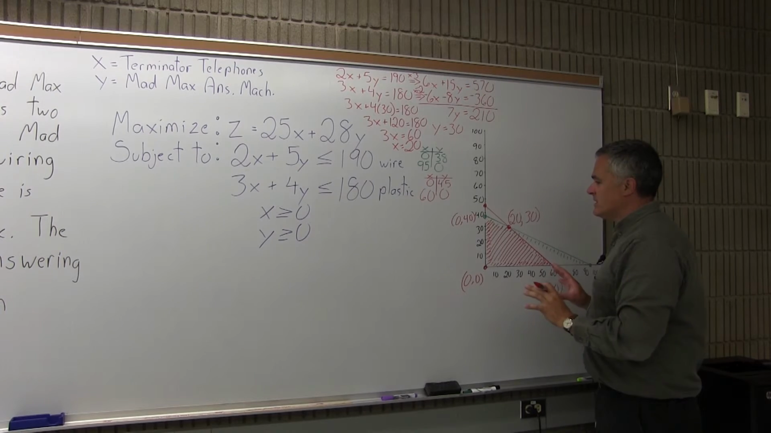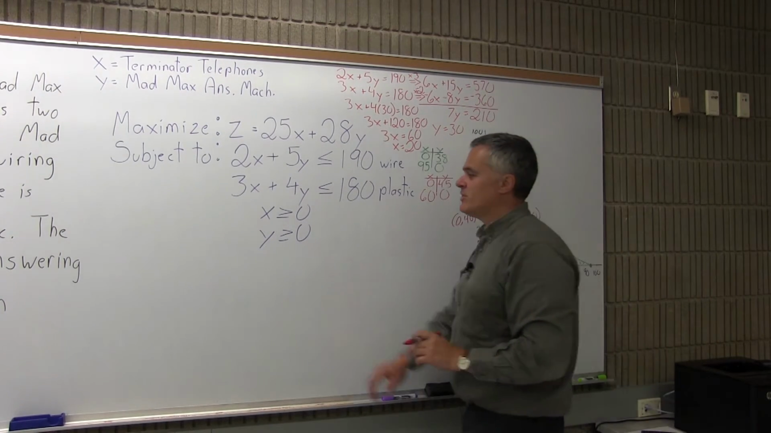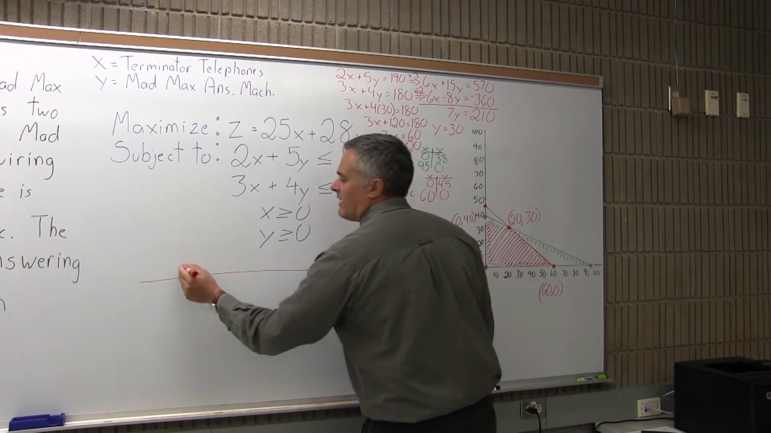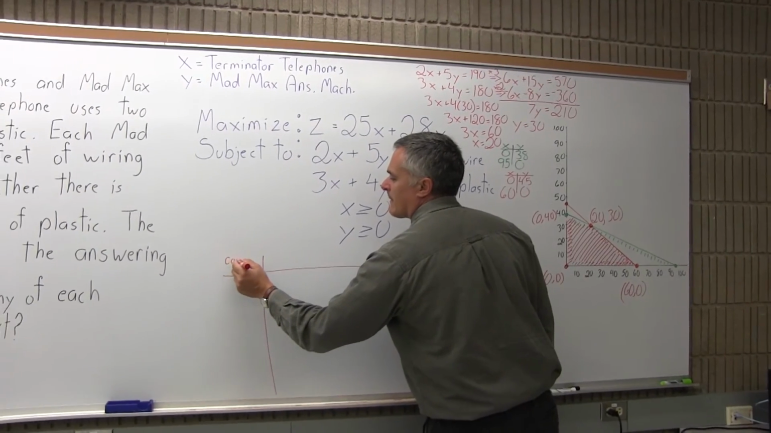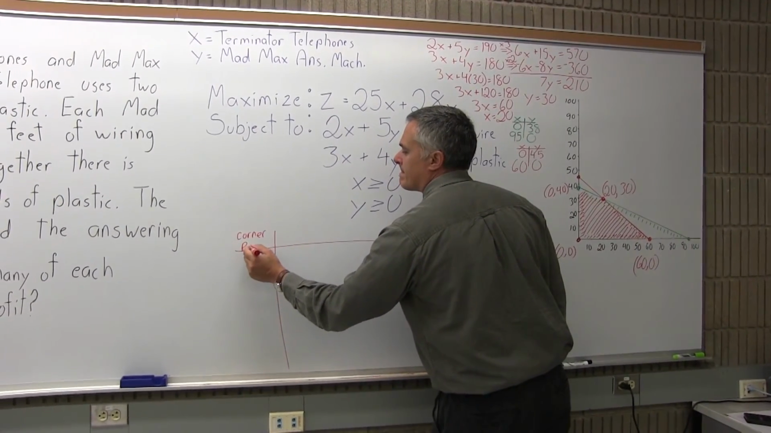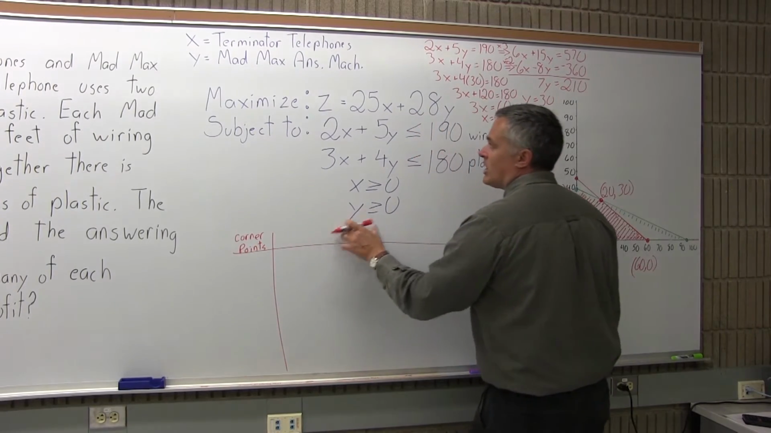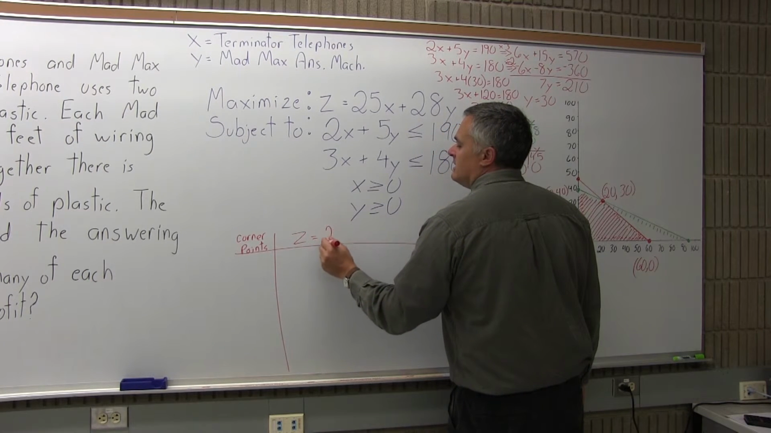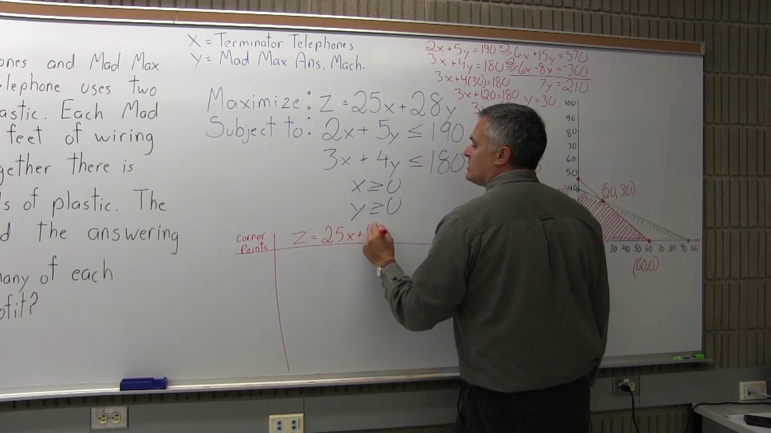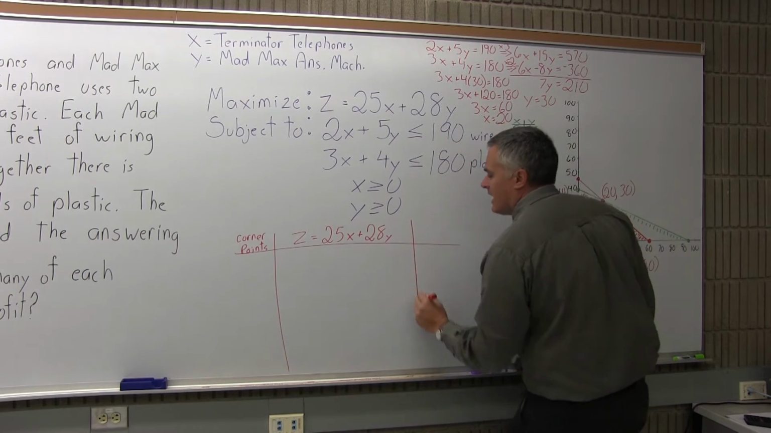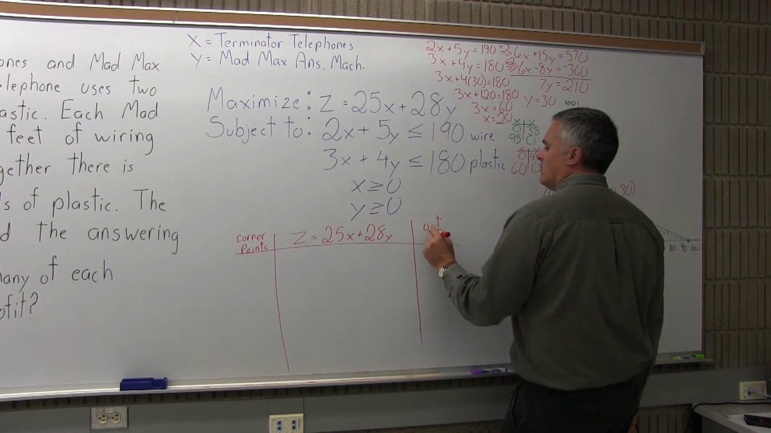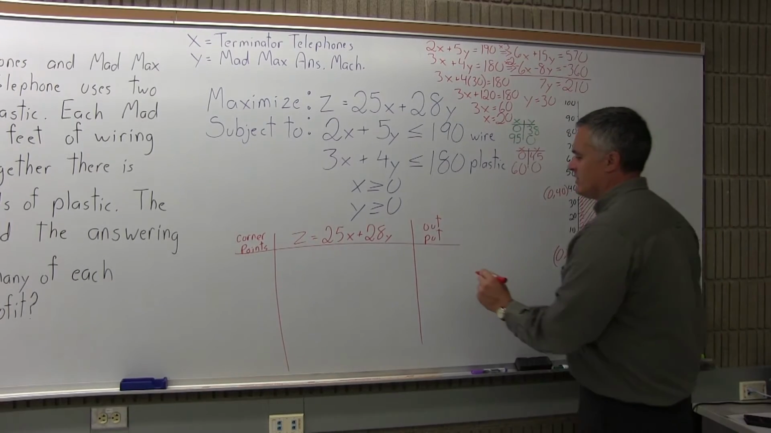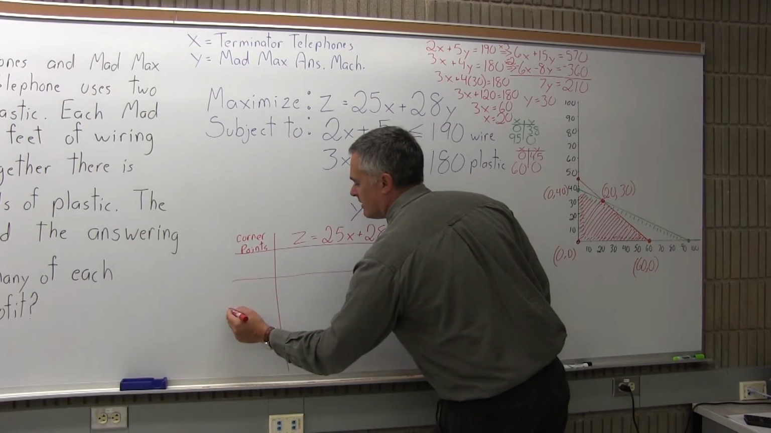What I'm going to do now is fill in my chart, which I should be able to fit pretty comfortably right here. So again, the chart is going to have 3 columns. The leftmost column, I will list my corner points. The middle column, which I leave wider, I'll put my object function, which for this particular problem is z equals 25x plus 28y. And the last column will be for output. And I have 1, 2, 3, 4 corner points, so I'll need 1, 2, 3, 4 rows in my chart.